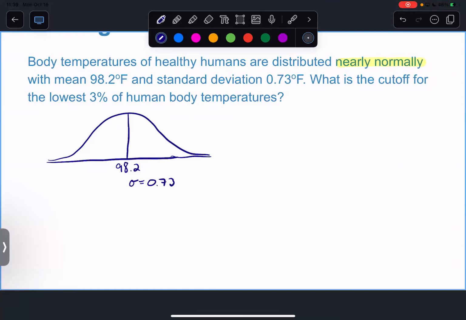Standard deviation, I just kind of jot it down somewhere so that I have it close by. It doesn't connect to anything on the graph, but that's okay. It does, but it's too much work.